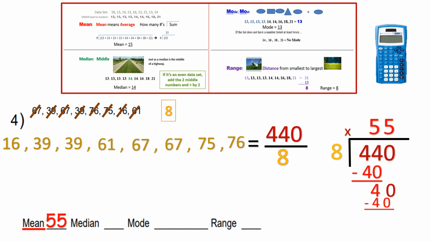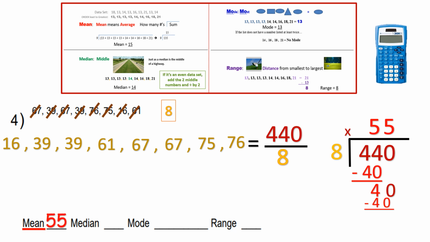Now we're going to find our median. And once again, with our median, we're finding the middle, and this is an even data set. So reviewing those steps that are in the green box up at the top, if it's an even set in our data, then I know that I have to take my middle 2 and add them together and divide by 2.